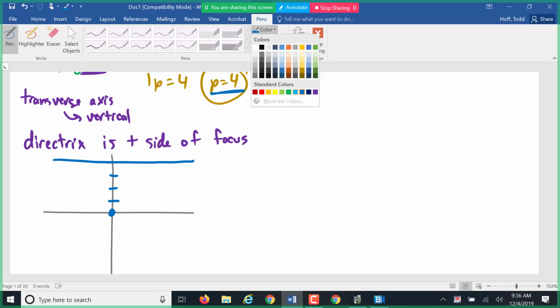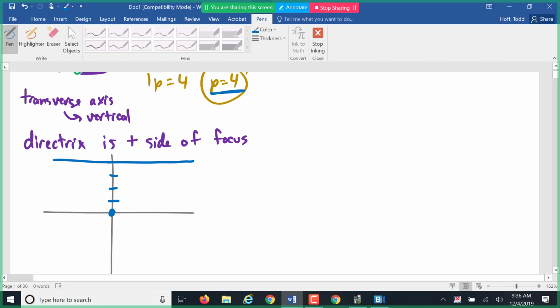Now from that, the eccentricity equal 1 means that every point on this graph is the same distance from the directrix as it is from the focus. So that means that the point here on the axis is exactly between the focus and the directrix, 2 units away from each. It's the same distance.